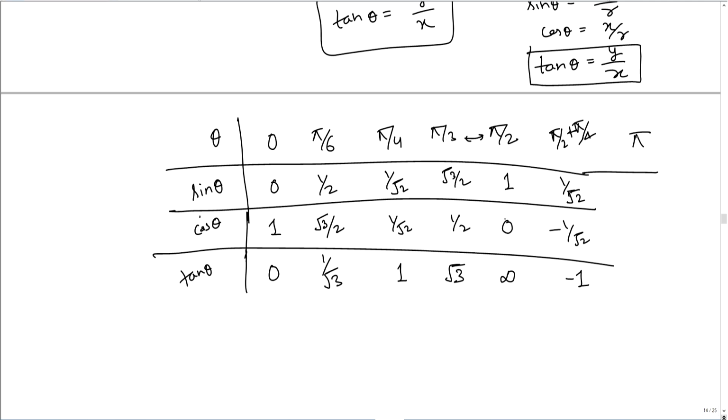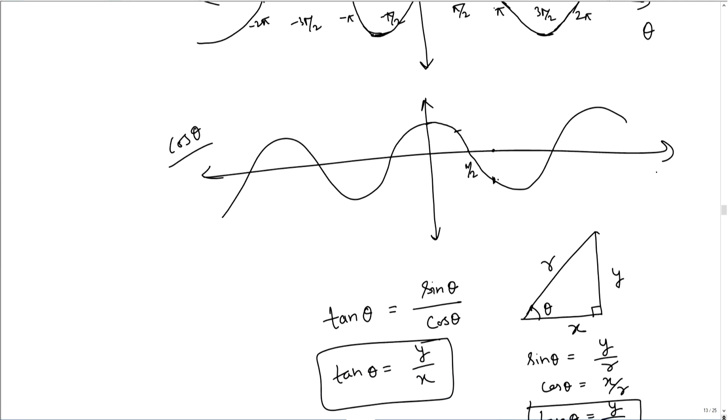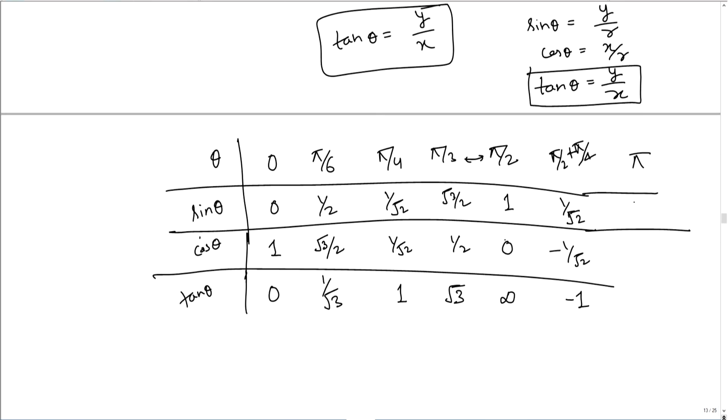And what would happen at pi? At pi, sine theta is 0 and cos theta is minus 1, so tan theta would become 0. And if you are close to 90 degrees from this side, this would be a very large negative value. You can try this.